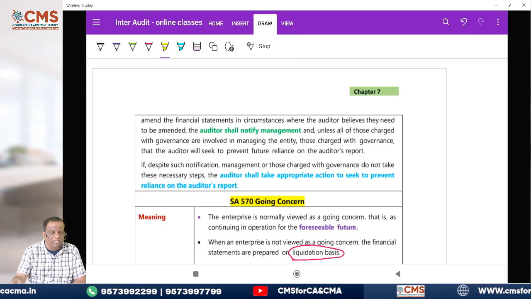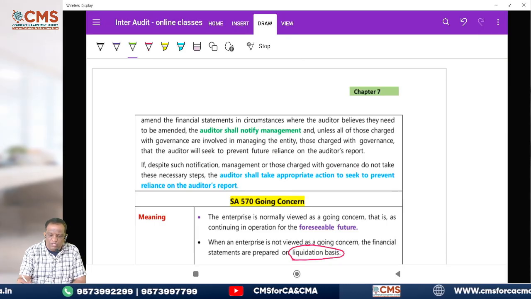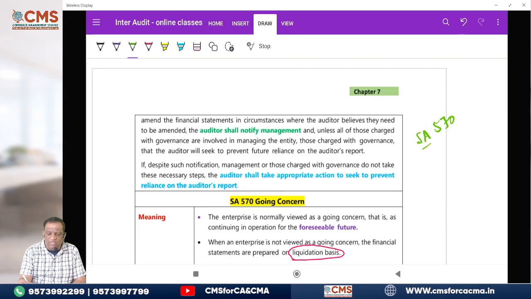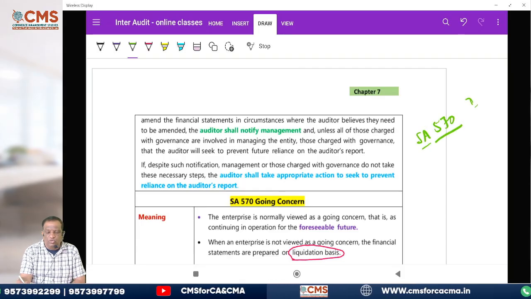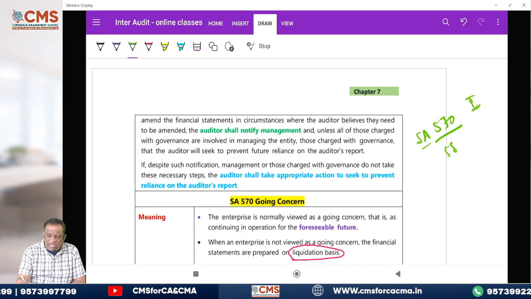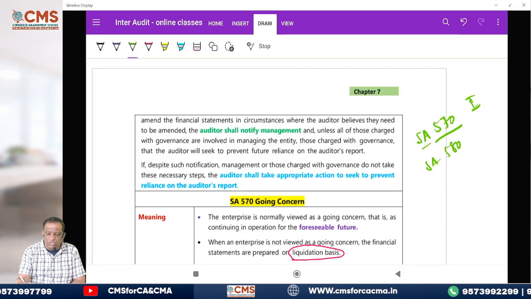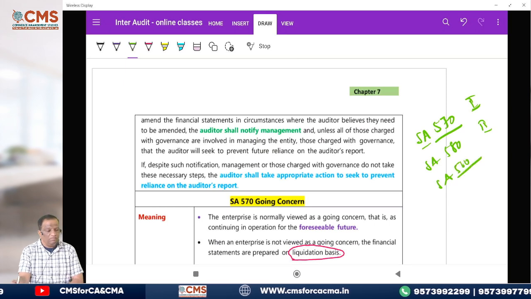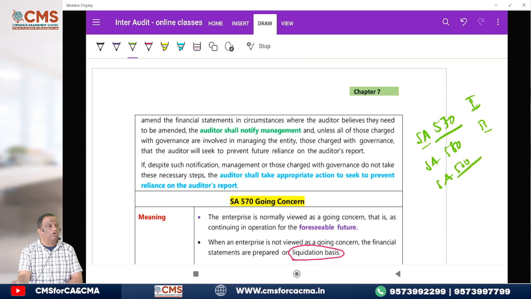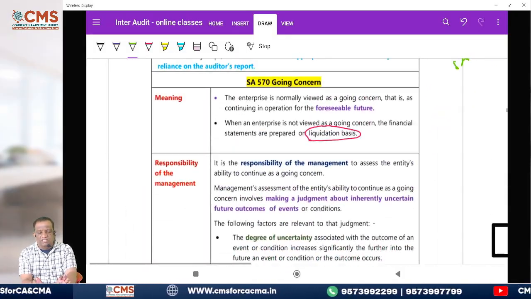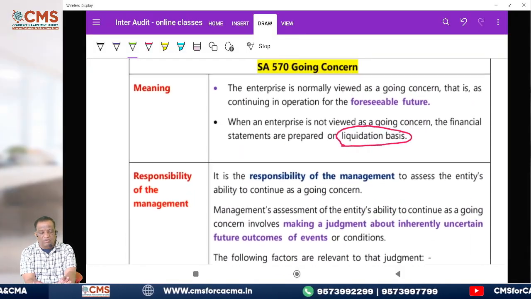So in the order of priority from an exam perspective, first your SA 570 will come. So going concern, this is where most of the questions are being asked. Then comes 580, your written representation, and then comes your 560, subsequent events. So this is the order. So first we discussed that easy one, now we will have to get into this tougher one, that is SA 570 going concern.